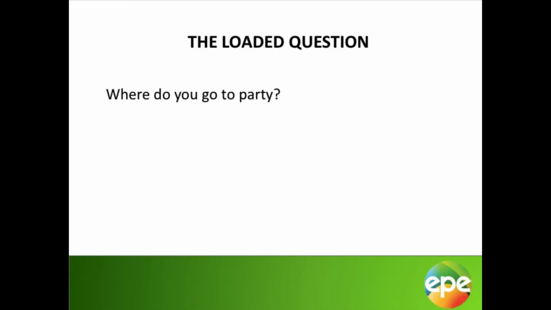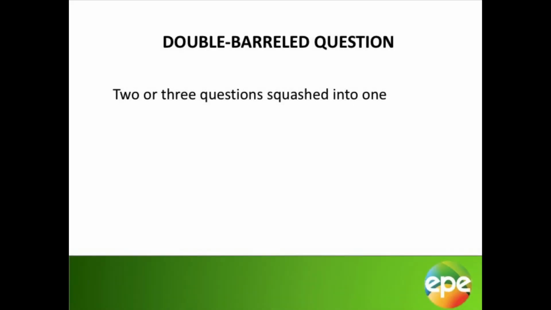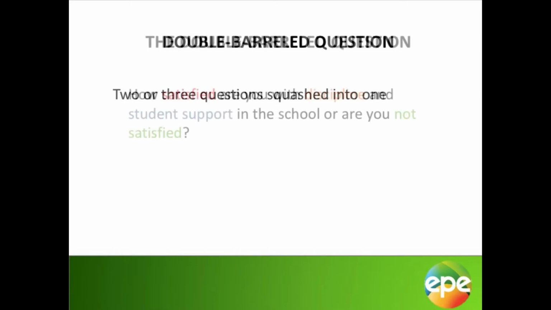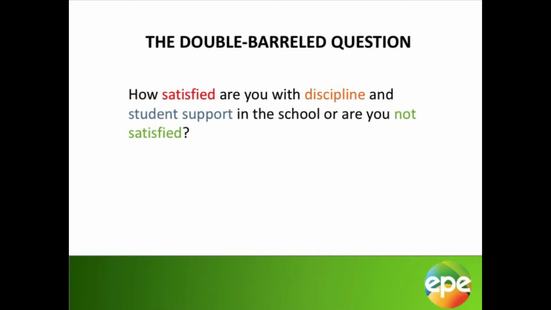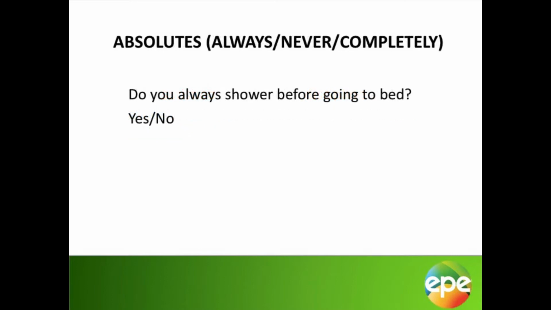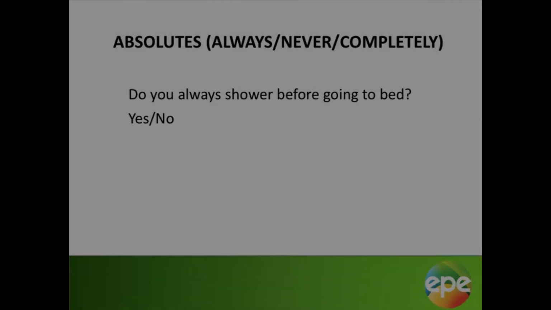And then there's the loaded question. These questions force the participant to respond without being able to contest the basic assumptions. So, for example, where do you go to party? This assumes the person goes out to party. Double-barreled questions are ones where the poor participant doesn't know which bit they are being expected to answer. It's 2 or 3 questions squashed into one. For example, how satisfied are you with discipline and student support in the school, or are you not satisfied? Then there's the problem with using absolutes in questions, like always, never, and so on.